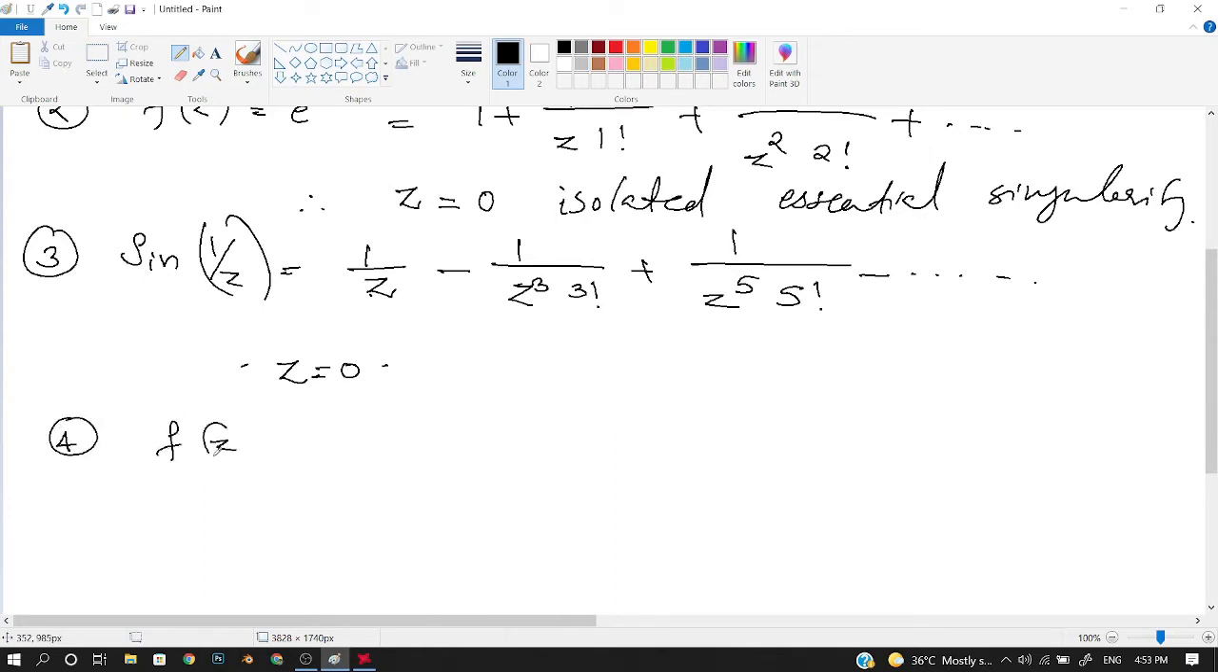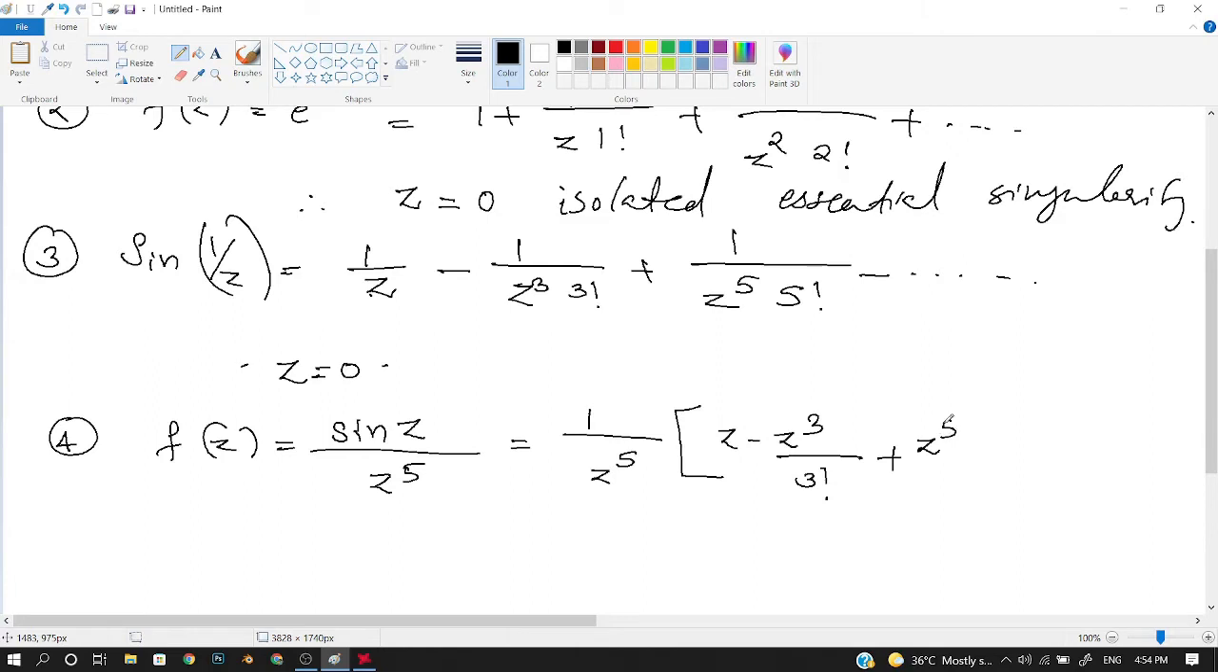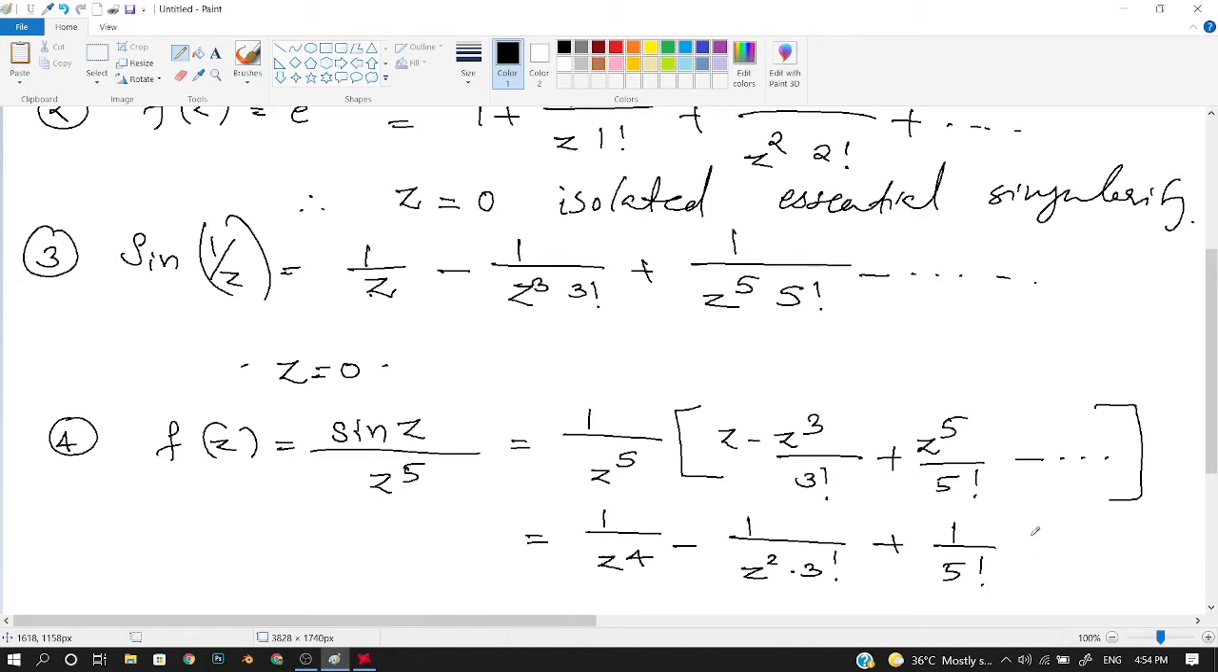Consider f(z) = sin z divided by z raised to 5. So you just expand this: 1 by z raised to 5, then z minus z cube by 3 factorial plus z raised to 5 by 5 factorial minus etc. Now you can take this 1 by z raised to 5 inside the bracket. So 1 by z raised to 4 minus 1 by z square into 3 factorial plus 1 by 5 factorial minus z square divided by 7 factorial plus etc.